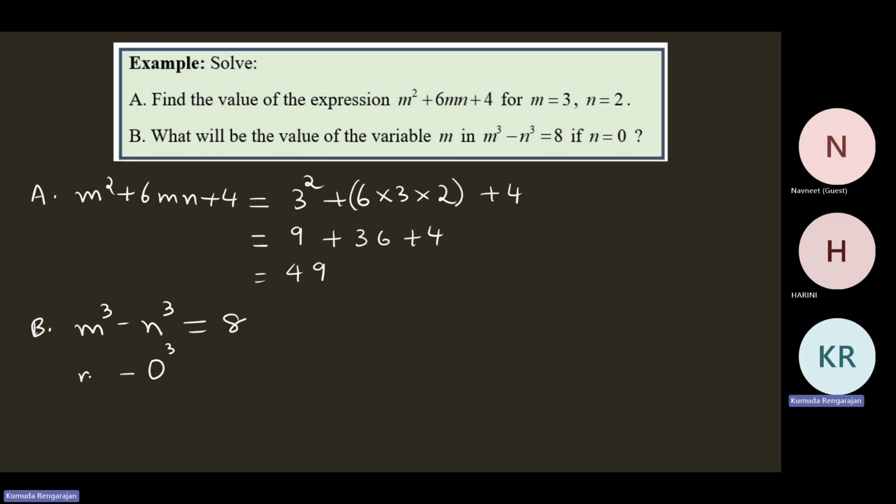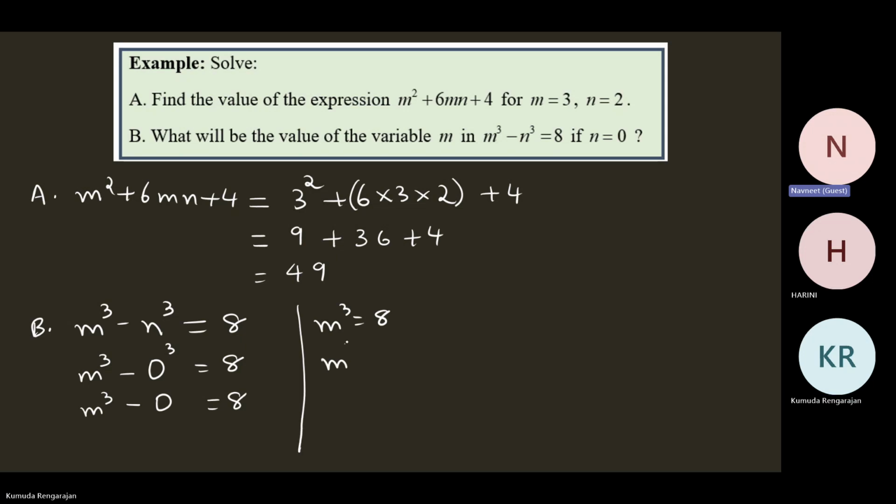Write the others as they are. M cubed minus 0 cubed is equal to 8. Now solve this. M cubed minus 0 cubed is 0, so you'll get m cubed is equal to 8 because minus 0 will not change anything. Ma'am, so m is equal to 2.